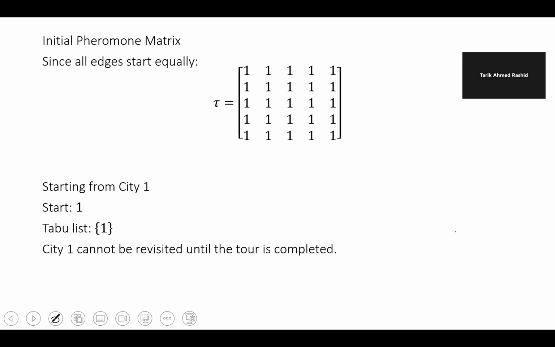Now, the initial pheromone matrix: we said that we initialize each segment or each edge to 1, 1, 1, 1. It's a matrix of 1 for all edges equally. That's the initialization that we start with. And we start with city one. If we start with city one, then city one cannot be visited again, so everything for city one will be zero.